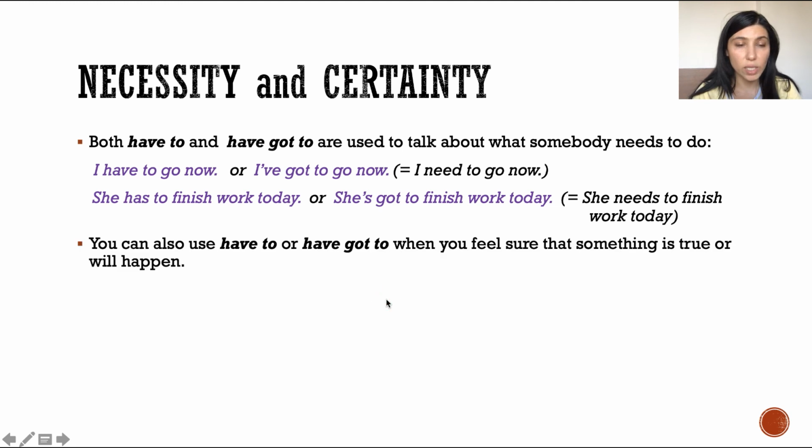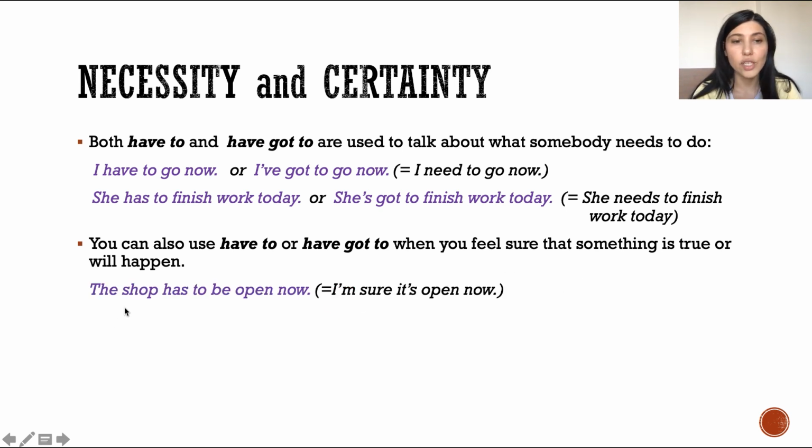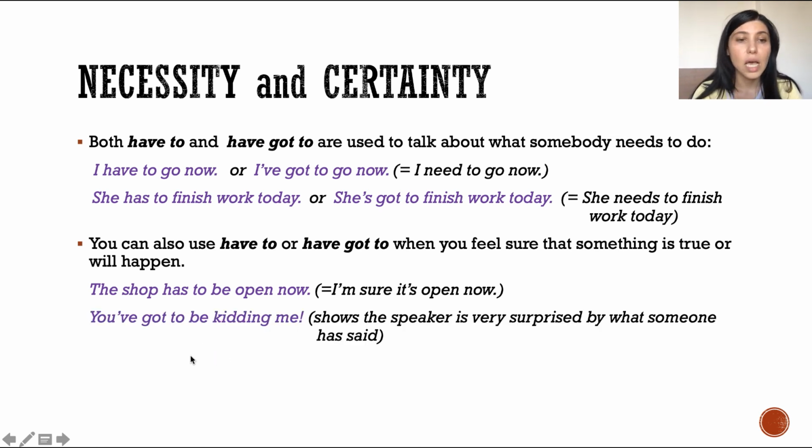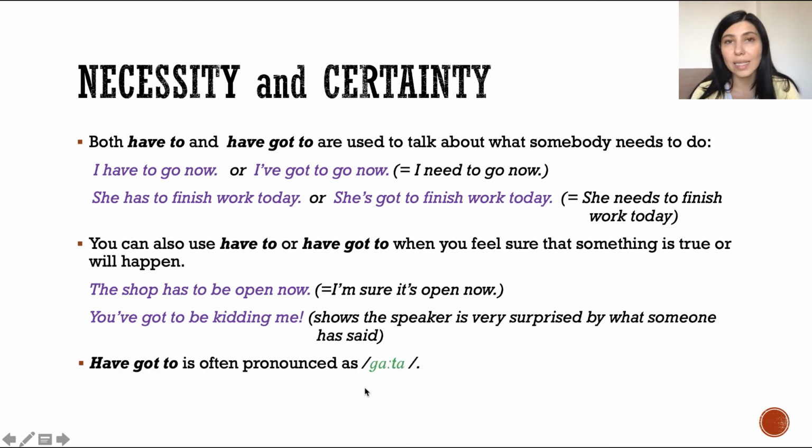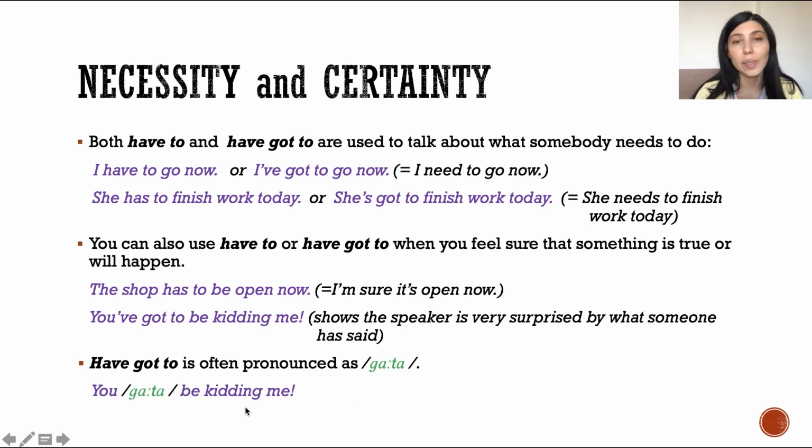And now the second situation. You can also use have to or have got to when you feel sure that something is true or will happen. For example, the shop has to be open now means I'm sure it's open now. And one more example. You've got to be kidding me. This sentence shows the speaker is very surprised by what someone has said. Have got to is often pronounced as gotta. So, you gotta be kidding me.